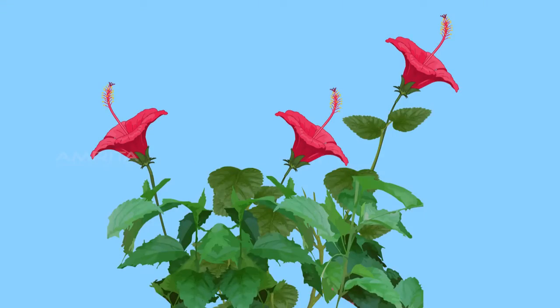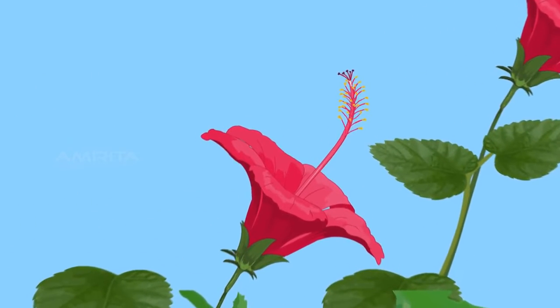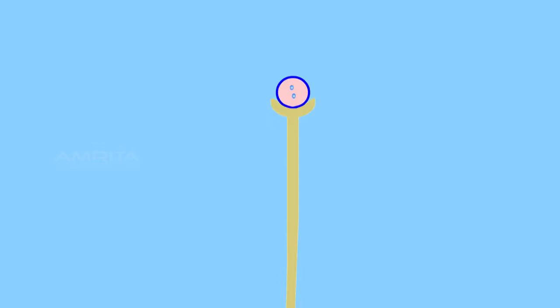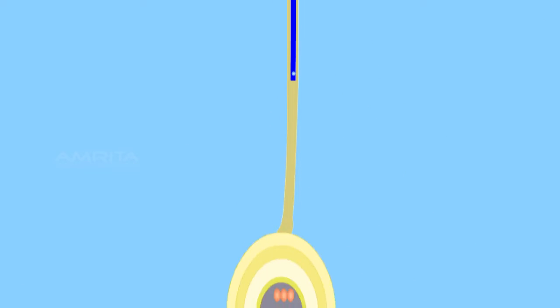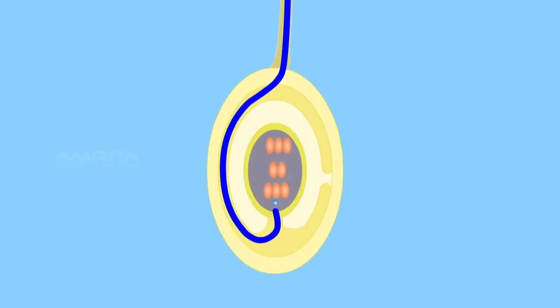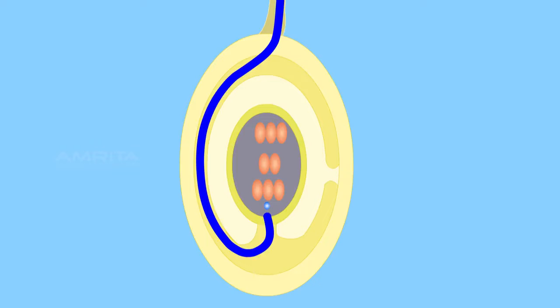In pollination, a pollen grain is transferred from the anthers, the male part of a flower, to the stigma, the female part of the same or another flower. On the stigma, the germination of pollen grains begins by absorption of water and nutrients, and it produces a tiny pollen tube through the style to the ovary. This pollen tube carries male gametes to meet the female gamete in the ovule.